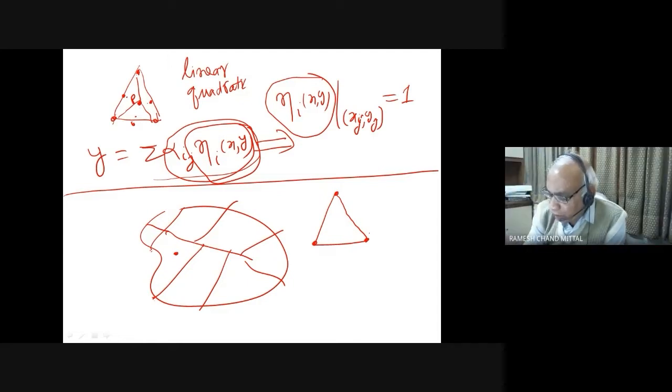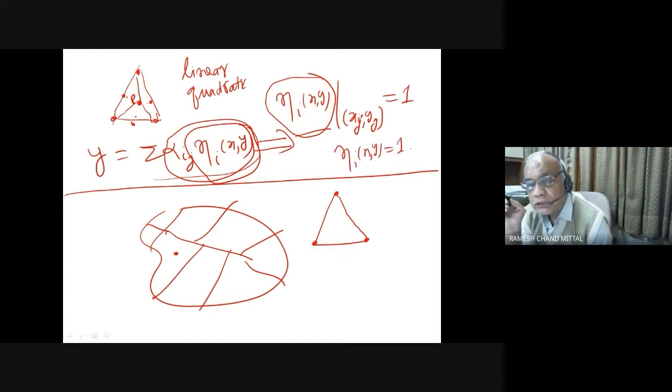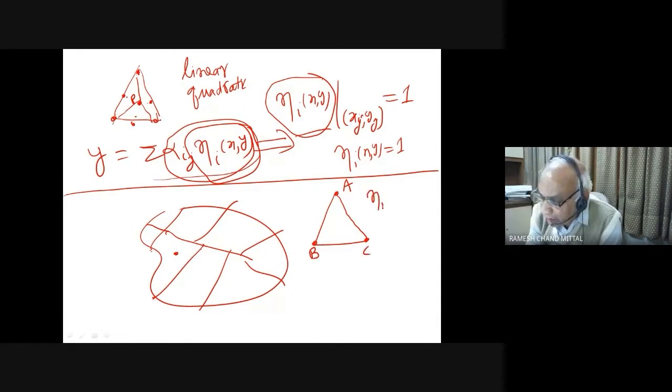Now, one of the properties of each shape function is that it is unity at its node of the element. Suppose I call the three points A, B, C. Then I will have three shape functions: eta I at A is 1, eta I at B will be 1, and eta I at C will be 1.